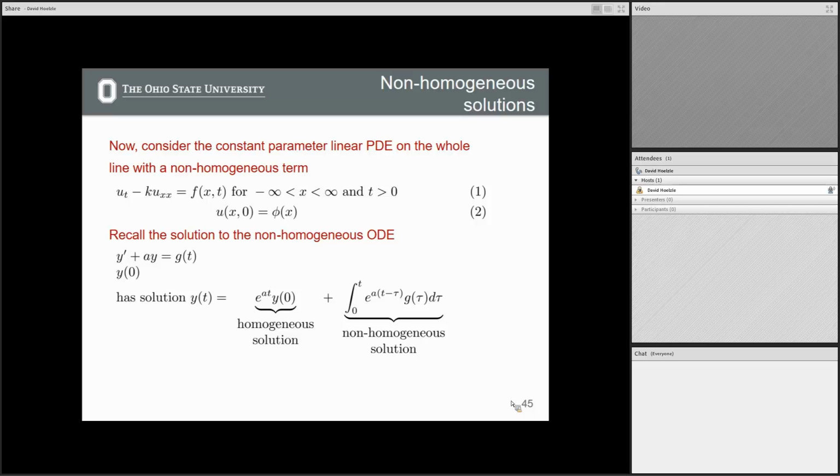Okay, so I'm going to backtrack a little bit back to ODEs for a second, just to make a point. The reason why I'm backtracking is we want to look at now non-homogeneous PDEs. Before we saw the homogeneous PDE, this was equal to 0. Non-homogeneous PDE, this PDE is now being driven.